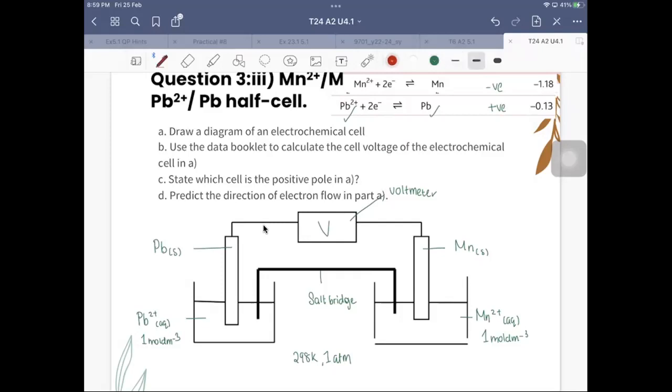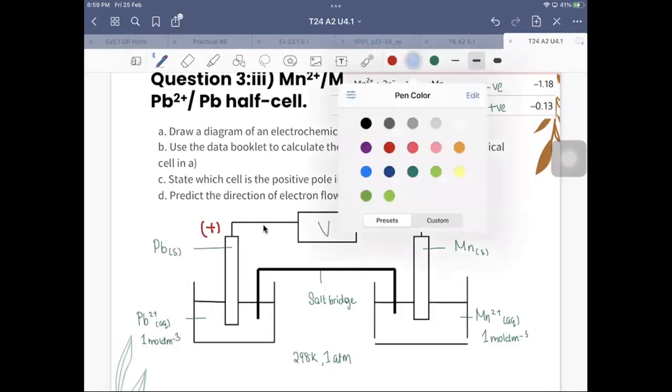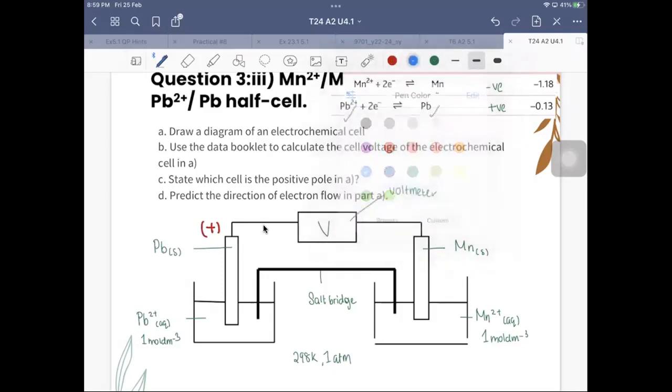So as mentioned earlier on, the Pb electrode will become the positive terminal, and the Mn electrode will be the negative terminal, okay? Same thing. We are going to write down the equation that is happening on each electrode. I will start with manganese first because it is a negative terminal. Oxidation will happen. So we have manganese being oxidized to Mn2+ plus 2 electrons, and the E° is positive 1.18. Do not forget to reverse the sign because I have reversed my equation.